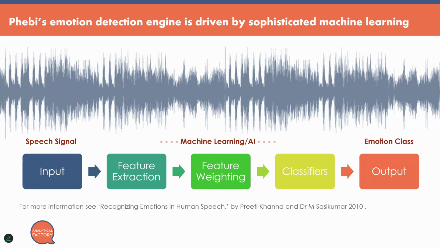So here we have some sort of signal, some sort of data that's been given to an algorithm. And what it's going to do from that data is extract features from it. So it's going to extract measures that it can work with. And it's going to weight features, it's going to say how important they are. And it's then going to use them to classify or categorize people into different emotional states. And the model that Phoebe uses is probably one of the most classic models, as you see here, referenced in recognizing human emotions in speech in 2010.